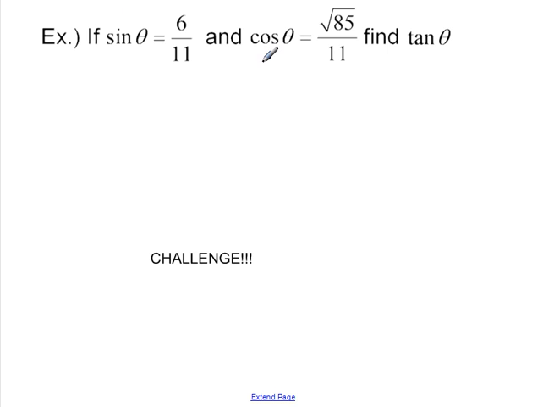Alright, I want you guys to try this example on your own, where we're given sine of theta equals 6 over 11 and cosine of theta equals root 85 over 11. Find tangent. Then a challenge question: knowing what you know, try to figure out what quadrant theta should be in, based on what you're given.